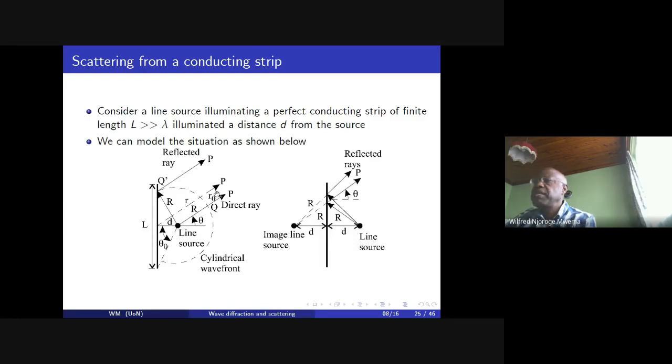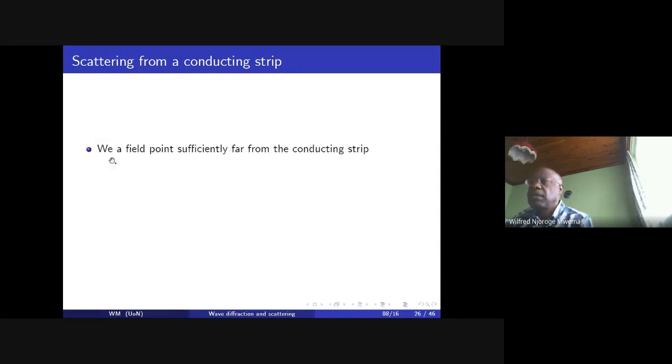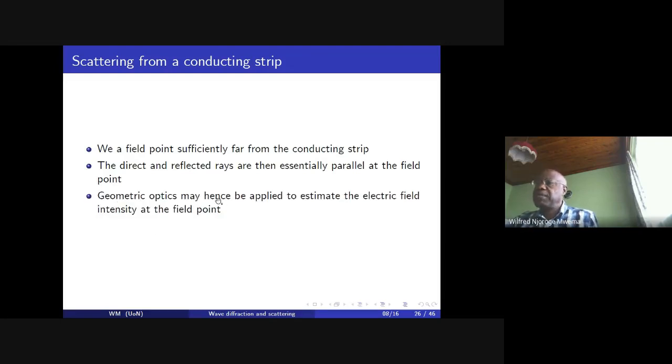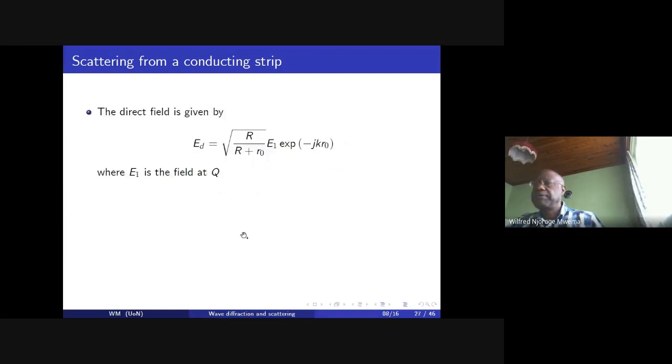We are going to assume that P is sufficiently far away such that all the rays coming from every point on the conducting strip can be assumed to be parallel. So the direct and reflected rays are then essentially parallel at the field point, and geometric optics may hence be applied to estimate the electric field intensity at the field point. So the direct field is given by ED equal to R over R plus R naught multiplied by E1 exponent of minus jk R naught, where R naught is the distance measured from the cylindrical wavefront at Q.